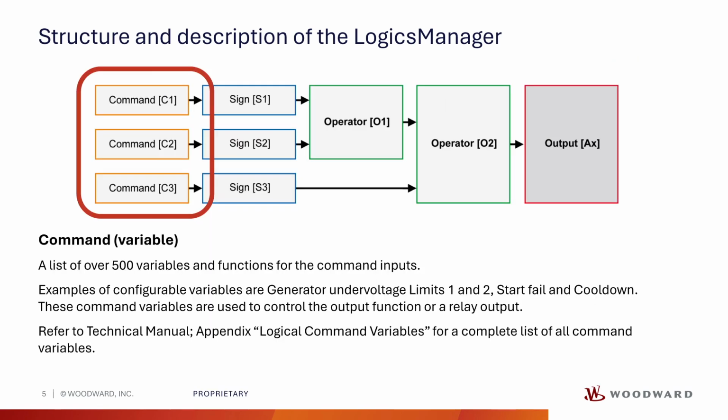Now a bit more details about the items of a LM. What are the command variables? A list of more than 500 variables and functions is provided for the command inputs. Examples of the configurable variables are generator under voltage limit 1 and 2, start fail, and cooldown. These command variables are used to control the dedicated function or a relay output. Please refer to the section appendix in the technical manual. There is the full list of logical command variables available.